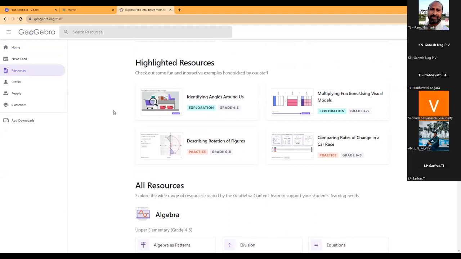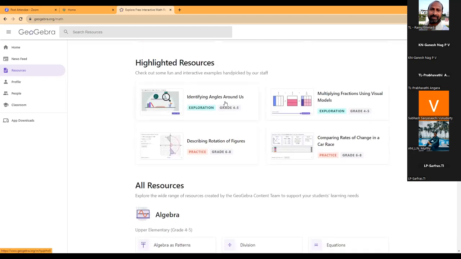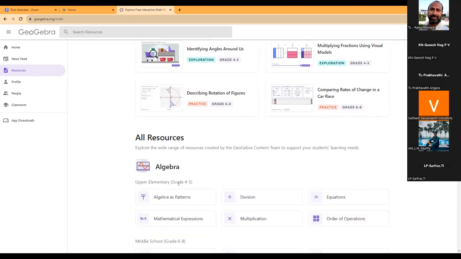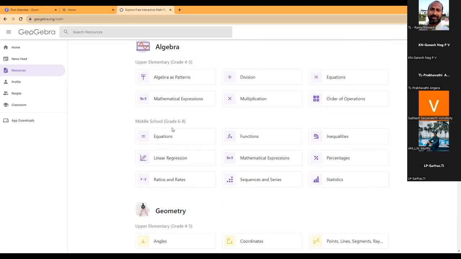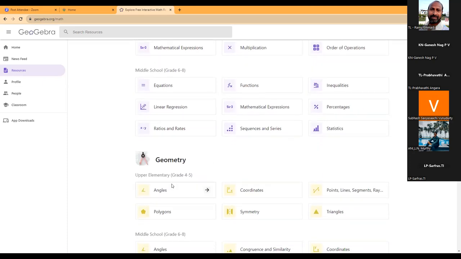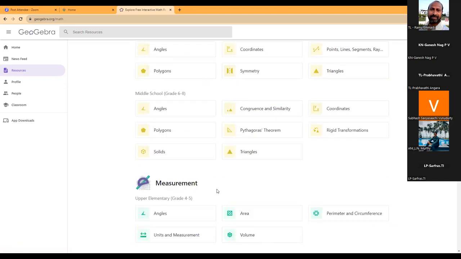And we have some ready-made resources that you can take an idea from and you can make your own resource. So highlighted resources are there: identifying the angles, multiplying the fractions, describing the rotation of figures, and comparing the rates of change. So all the resources are topic wise, so the algebra has patterns, division, equation. So for middle school, we have topics for 6th to 8th class. And for upper elementary, we also have topics. So it covers many topics from primary level to higher secondary level.